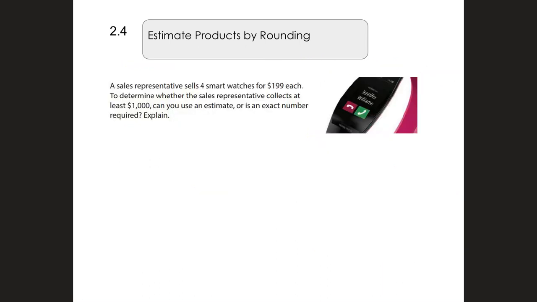A sales representative sells 4 smartwatches for $199 each watch. To determine whether the sales representative collects at least $1,000, can you use an estimate, or is an exact number required? So I need to see if the sales representative reaches to 1,000. Well, let's find out how much money he made. The sales representative sold 4 smartwatches, and they're each $199 each. So I can say 4 times 199.